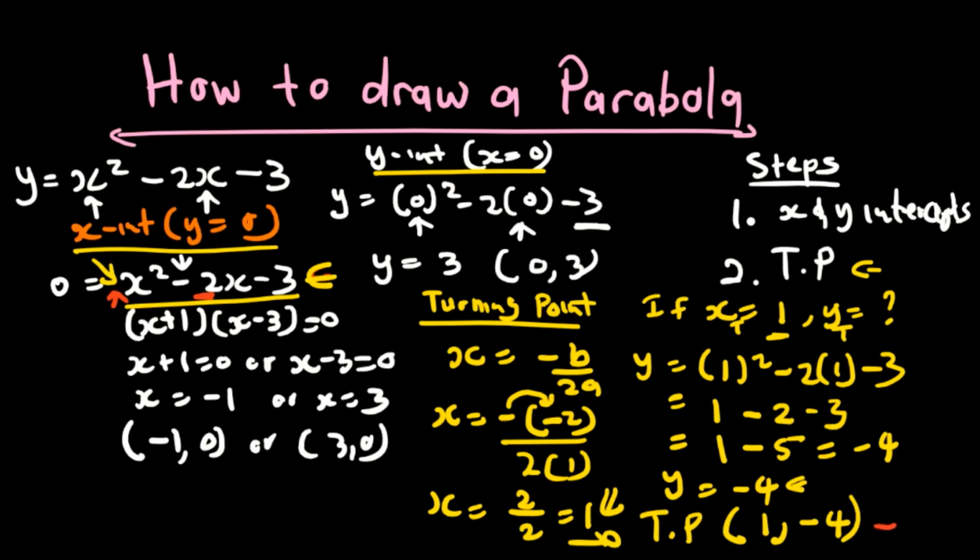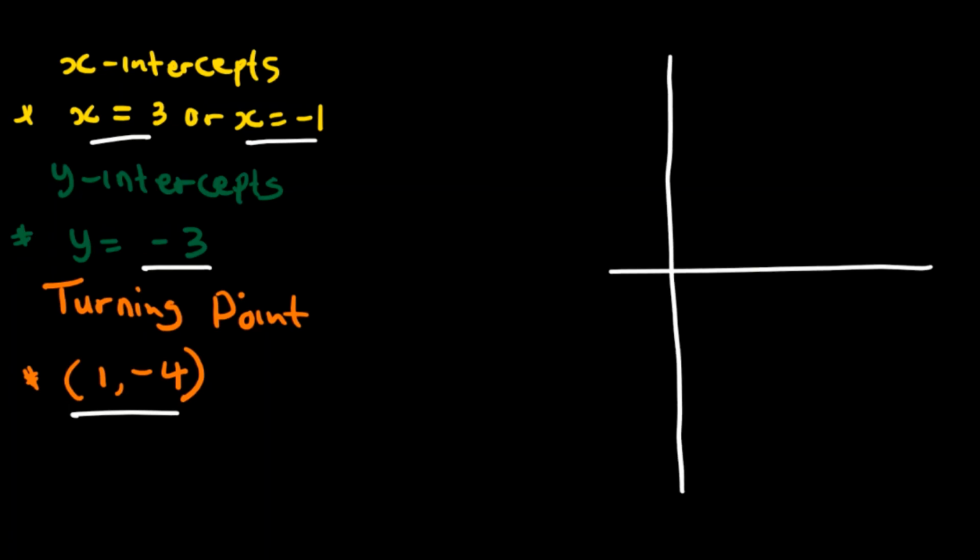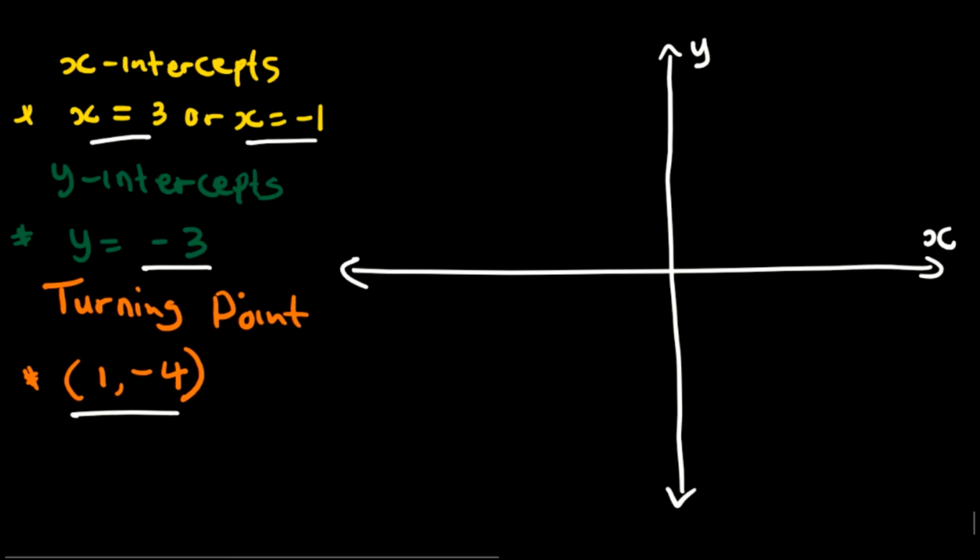So you have your turning point, you have your y-intercept, and you have your x-intercepts. Now you can draw your function. We're going to first draw our Cartesian plane, and the most important thing, we're going to label our axes. This is the y-axis and this is the x-axis. Our x-intercepts are -1 and 3, so here we're going to say -1, and here we can say 3.